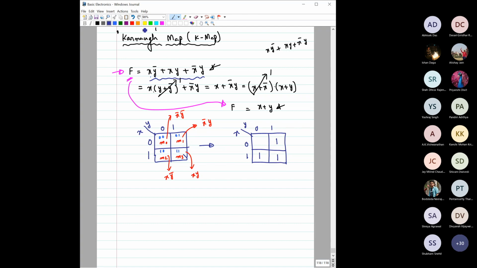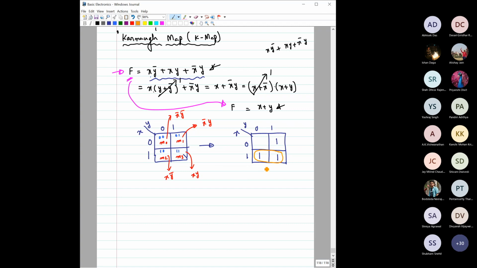Now we have to make a group. For a Karnaugh map, the grouping technique is like this. You have to do a grouping of either 2, or 4, or 8, or 16. Means it should be a power of 2. While grouping, the ones have to be side by side. Here you can see these two ones are side by side, so we can do a grouping of this.